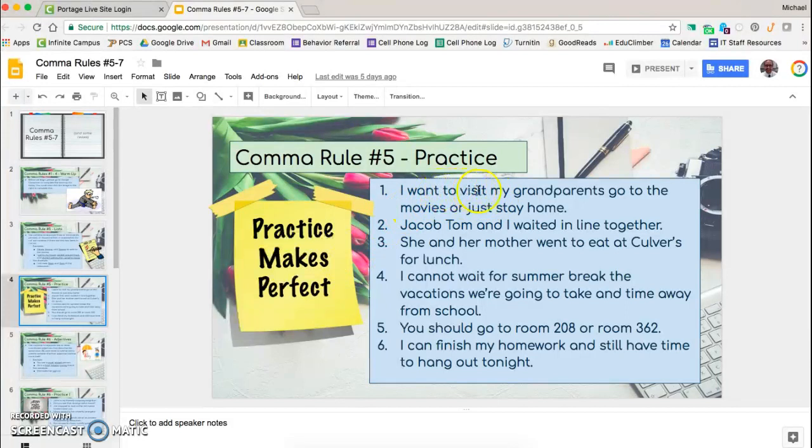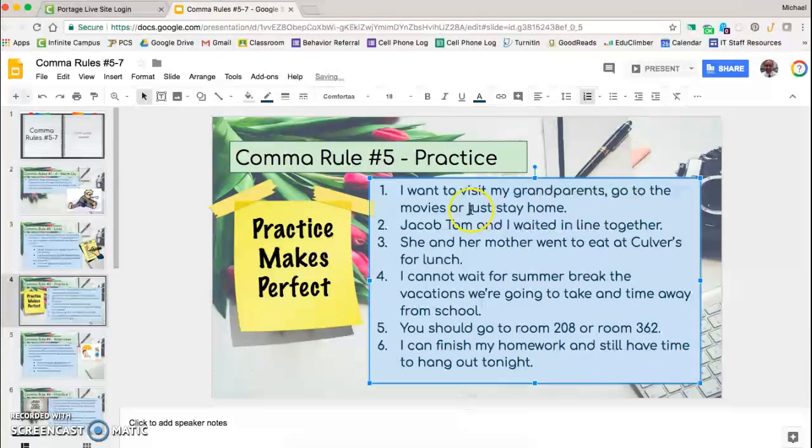For the first one, it says I want to visit my grandparents, go to the movies, or just stay home. We have 3 items that this person is talking about: visit my grandparents, go to the movies, or just stay home. So we would put a comma between grandparents and go. We put a comma before the word or. So now we have 3 specific things: visit my grandparents, go to the movies, or just stay home.